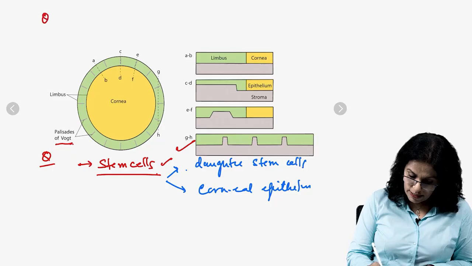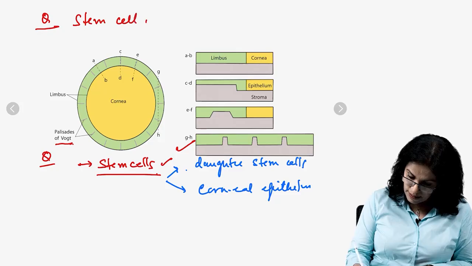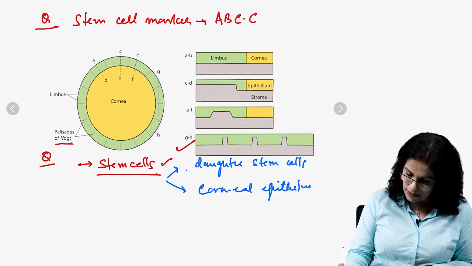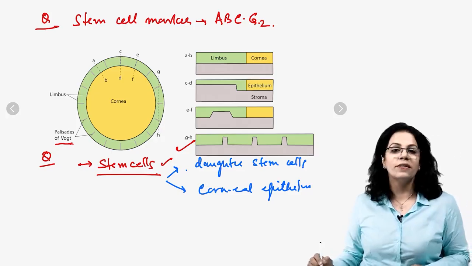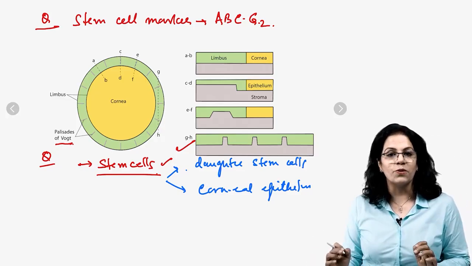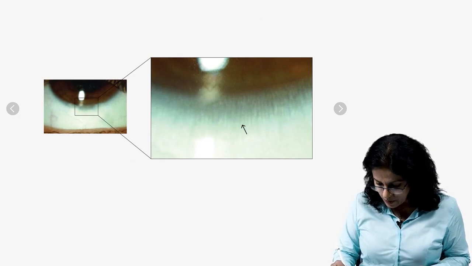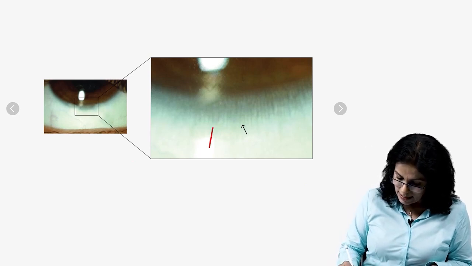What is the corneal stem cell marker? What will you write? The stem cell marker is ABCG2. It is not like the usual stem cell marker. Here the marker is ABCG2, which you should remember. These are the two questions. Again, this is what you are looking at. These are the palisades of Vogt.